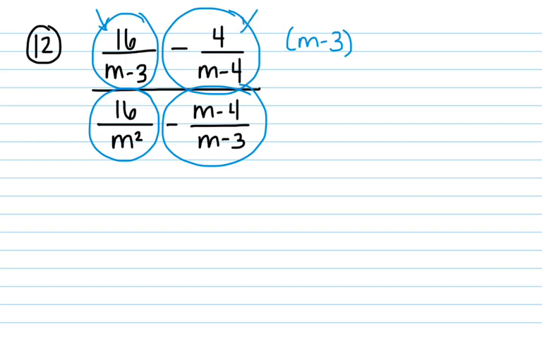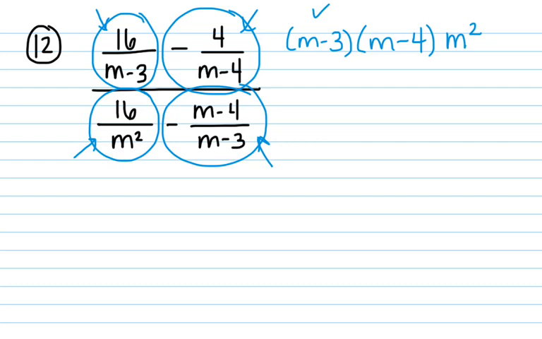This second baby fraction has a denominator of m minus 4. That wasn't in the last one, so we're going to have to include that in our list. The third baby fraction has a denominator of m squared. That wasn't in our list either, so we have to include that. And the final baby fraction has a denominator of m minus 3. We already have that one, so thank goodness we don't have to add that into our least common denominator.